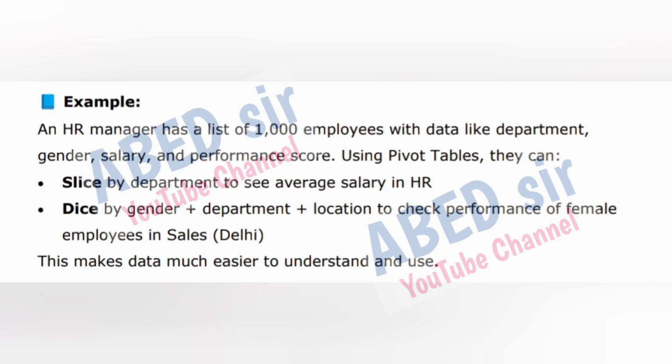Example: an HR manager has a list of 1,000 employees with data like department, gender, salary, and performance score. Using pivot tables, they can slice by department to see average salary in HR. Dice by gender plus department plus location to check performance of female employees in sales, Delhi. This makes data much easier to understand and use.